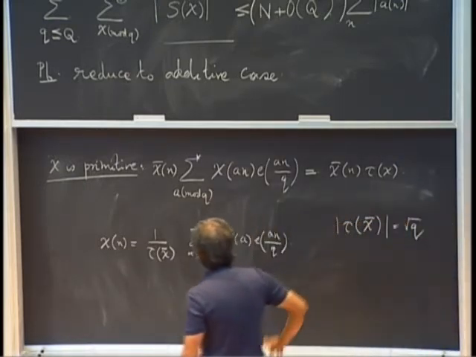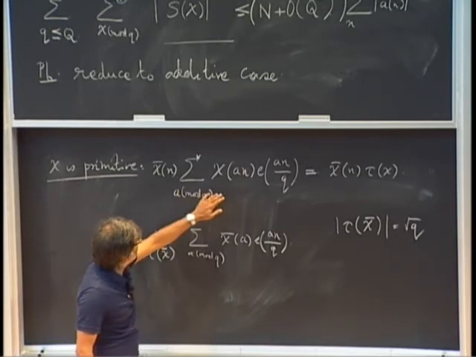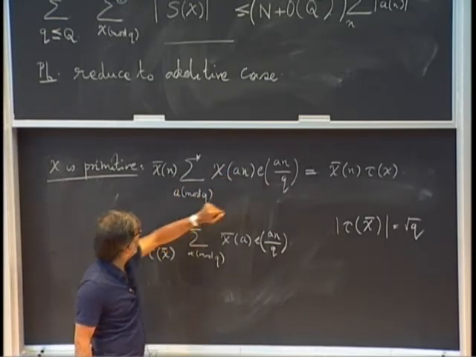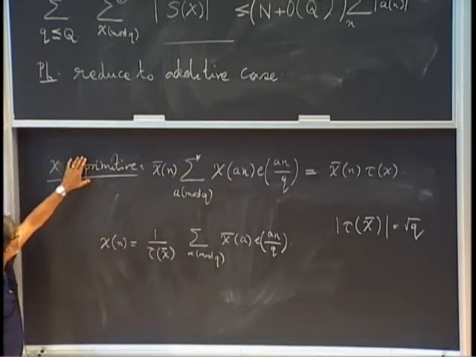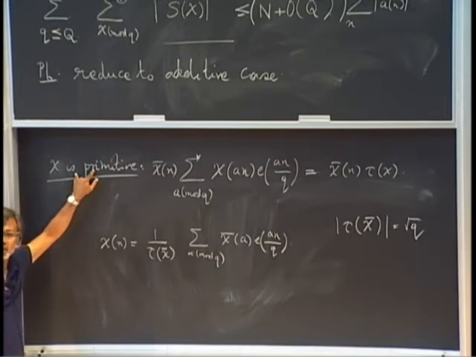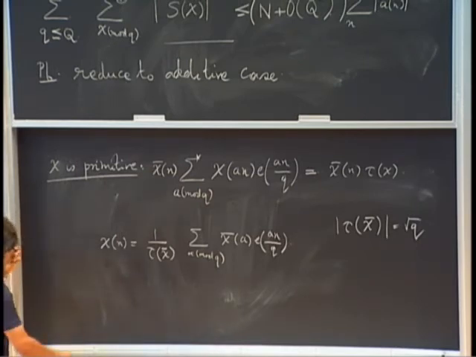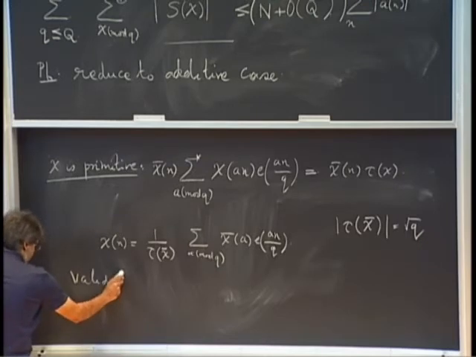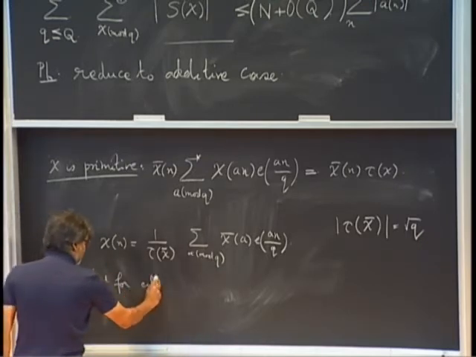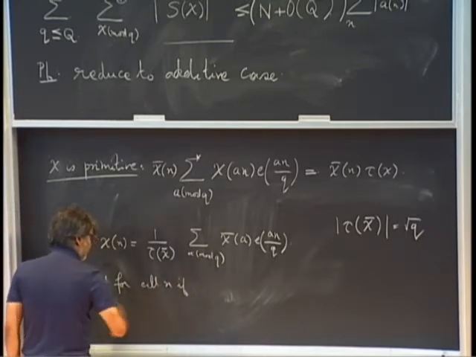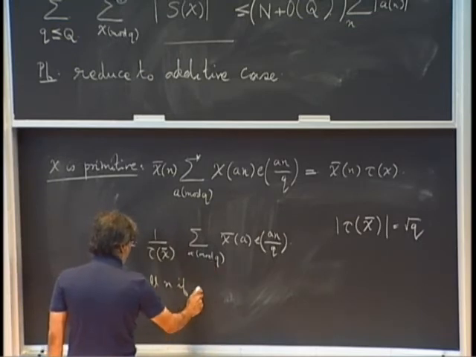The proof that I gave here is true if n is coprime to q, but what Demetrius proved to you was that if chi is a primitive character, then this relation is true whether n is coprime to q or not. So this is valid for all n, if chi is primitive.